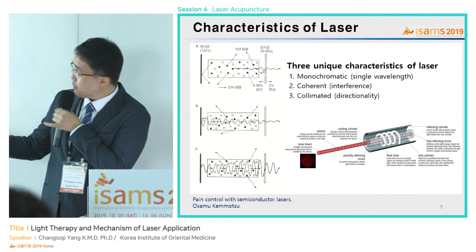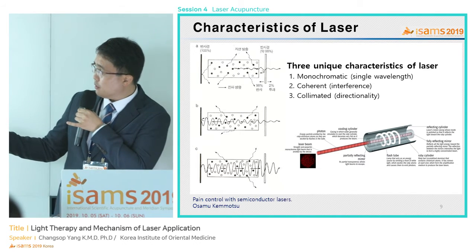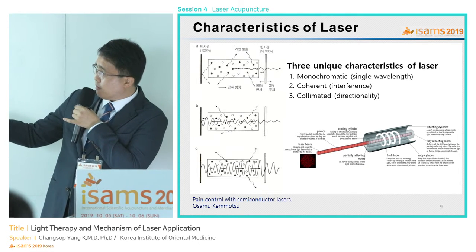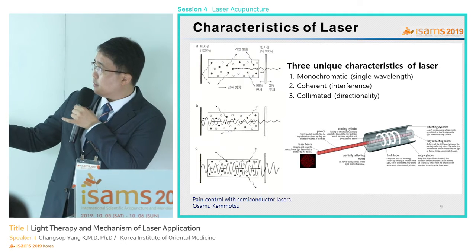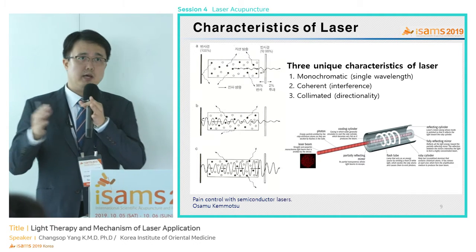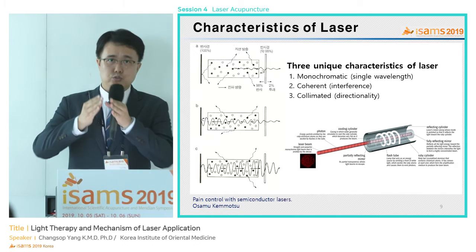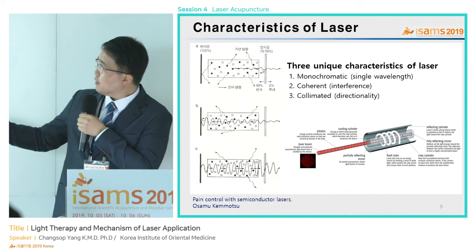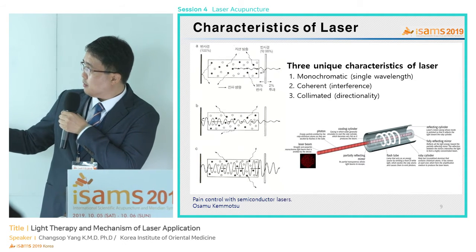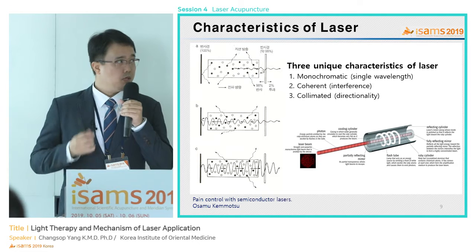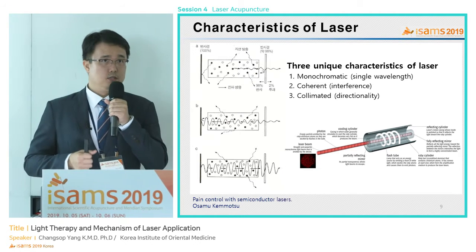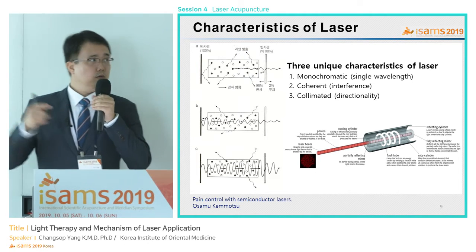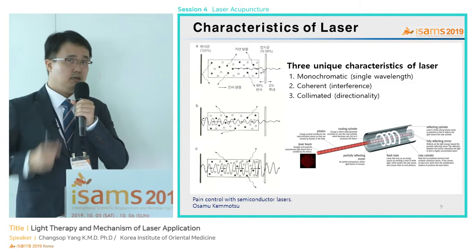And secondly, the coherence, in other words, interference. It is made from the continuous reflecting of light. During the reflecting, the rays are aligned to one line, so they have the coherent specification. And the last one is collimation, the directionality. Because a laser has only one wavelength, one color, one kind of light, and it's very aligned, it can gain the directionality of light.